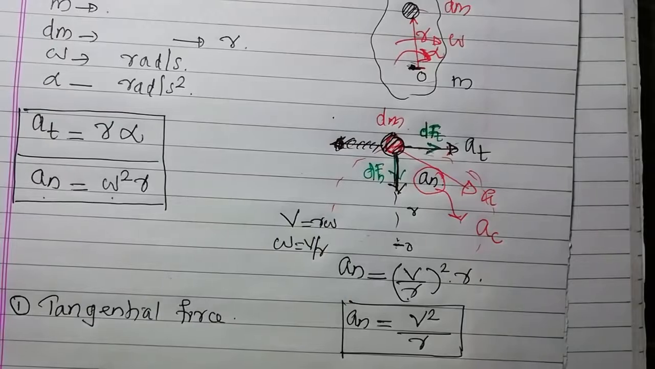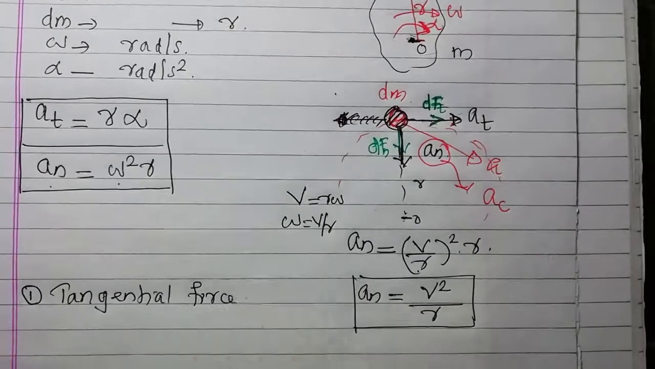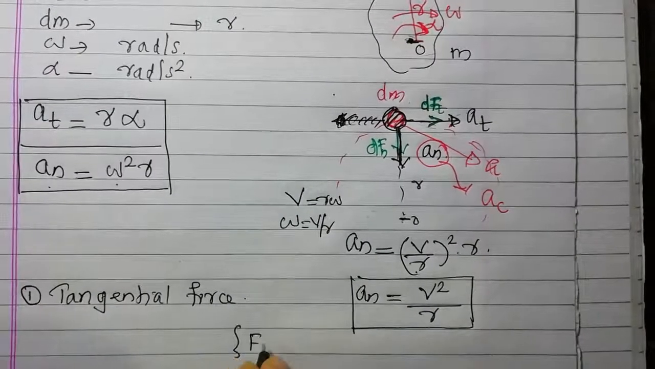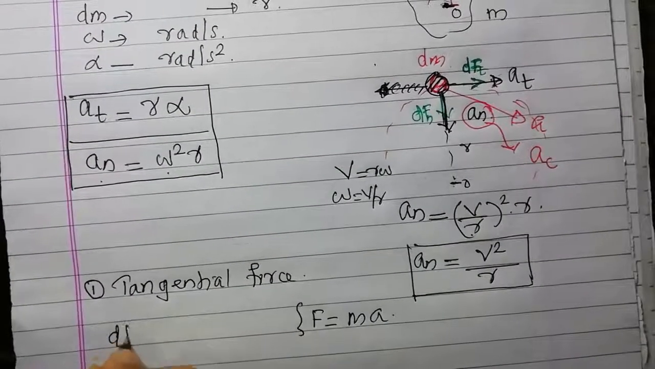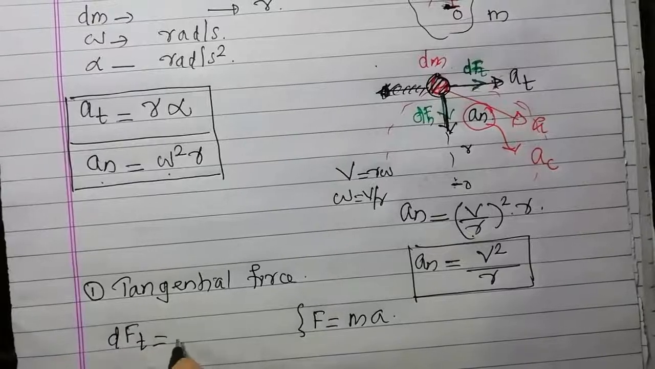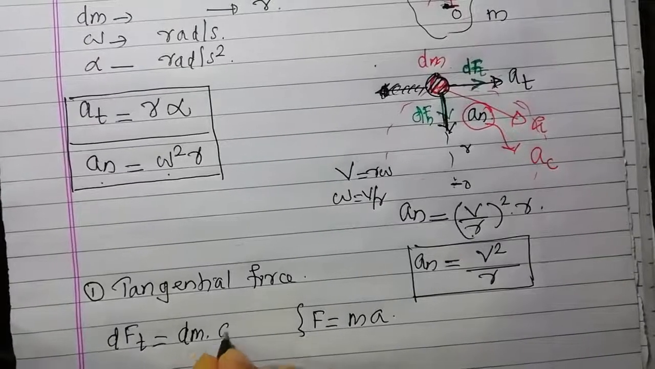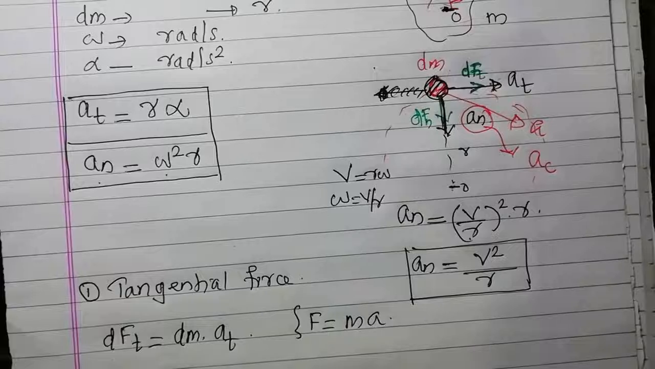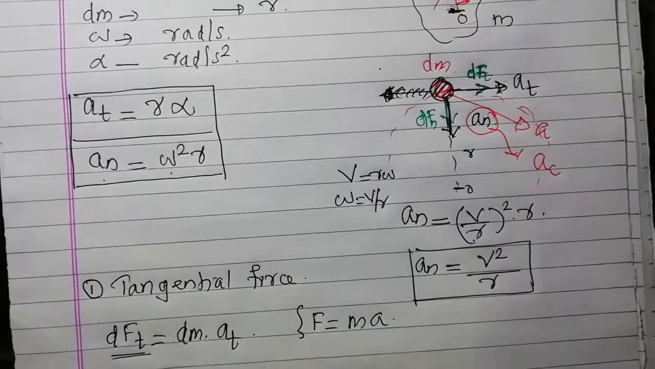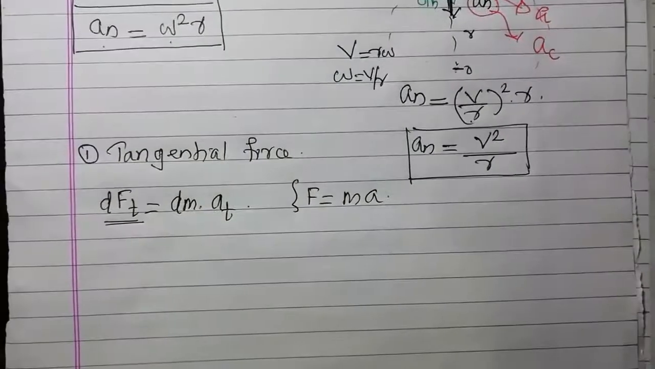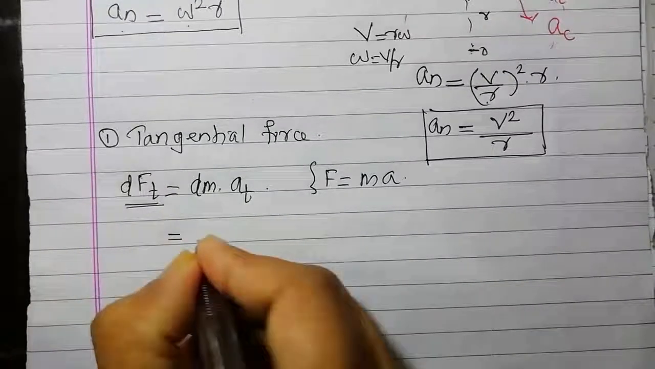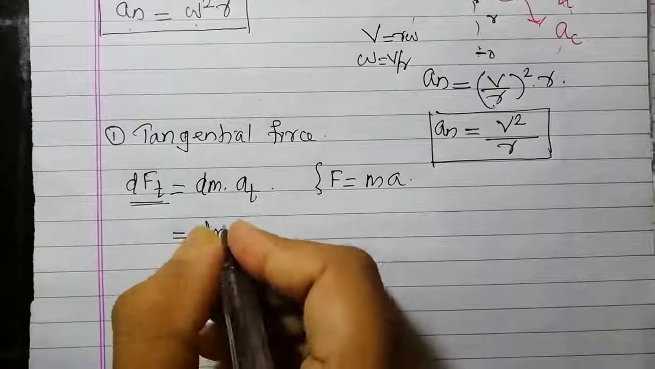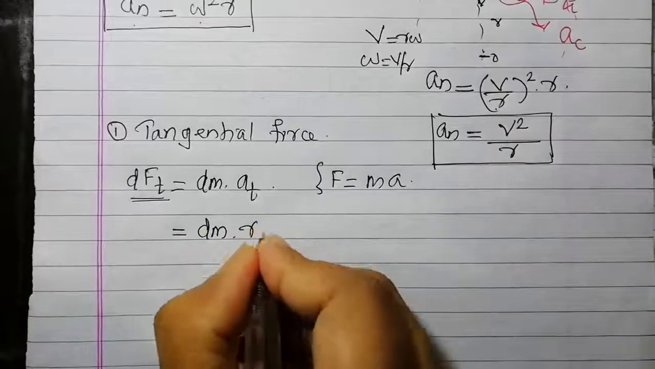Okay, so we know from Newton's second law that F is equal to ma. We can write dFt is equal to dm into at. Since it's a small element, I am taking dFt. So dFt is equal to dm into at, and instead of at, I can write r alpha.